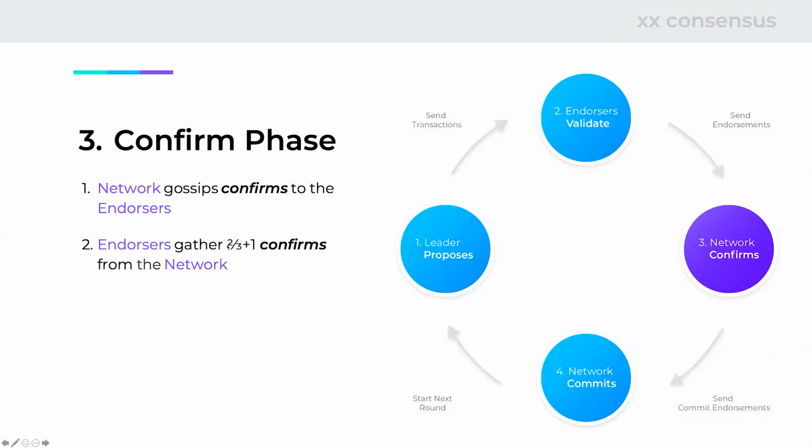Then the endorsers need to wait to receive a majority of confirmed signatures from the network in order to maintain the safety of the consensus algorithm. To understand how this confirm phase ensures safety, we need to briefly explain the concept of Byzantine fault tolerance, or BFT.